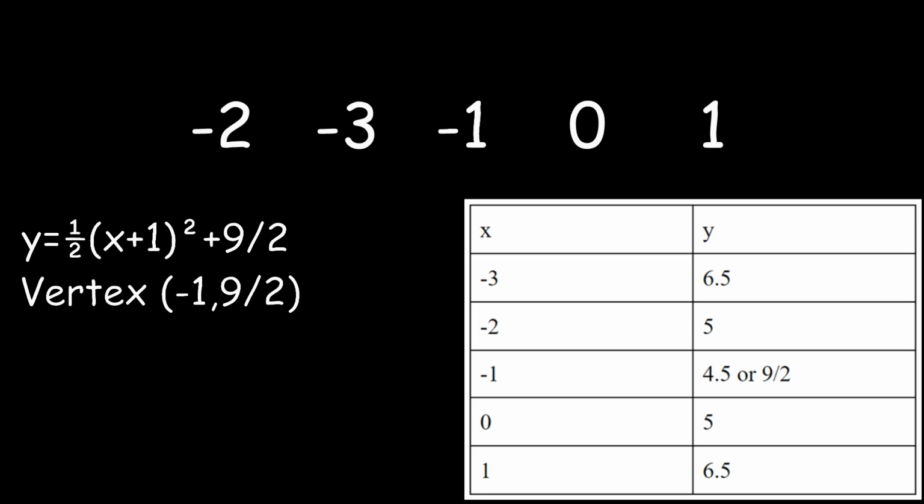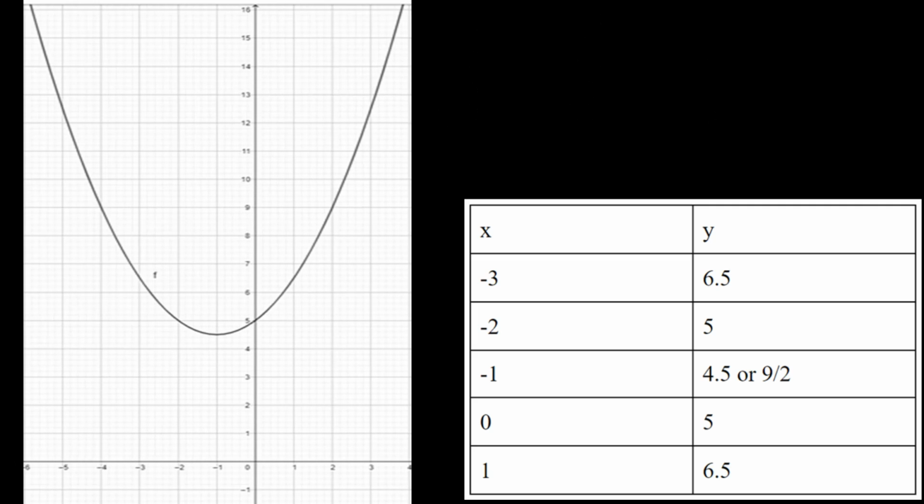If you replace x with -2, your output will be 5. If you replace x with 0, your output will be 5. If you replace x with 1, your output will be 6.5. Plot each point into the plane, and then voila, magic, connect them all, and there you have your parabola.